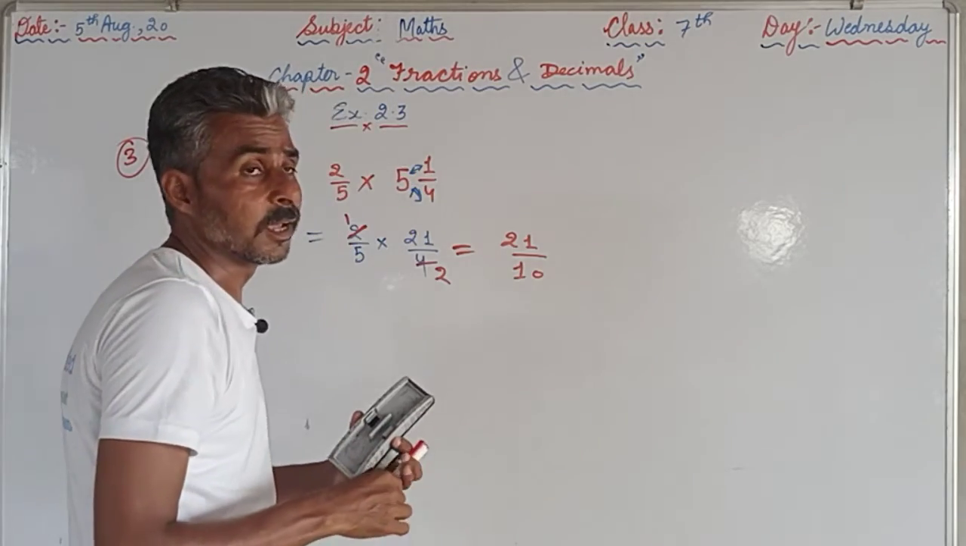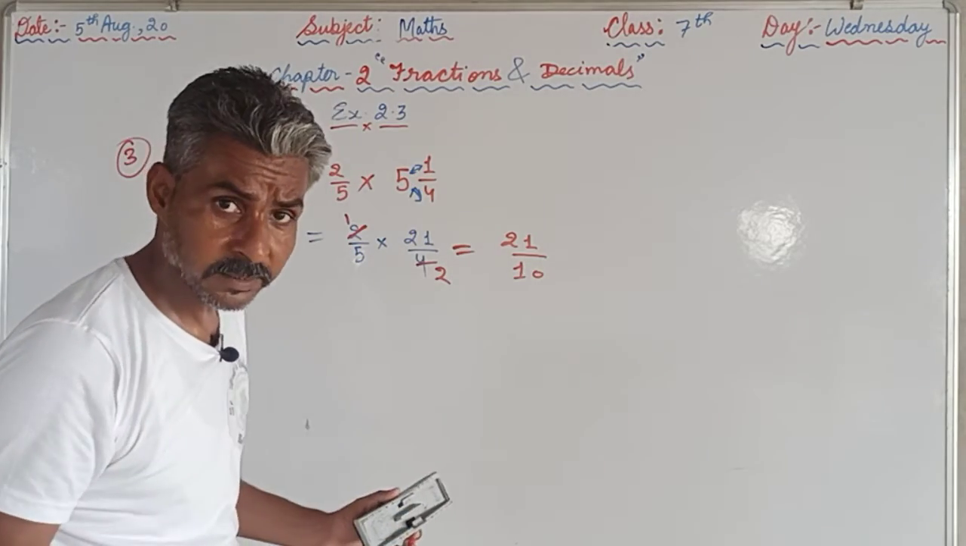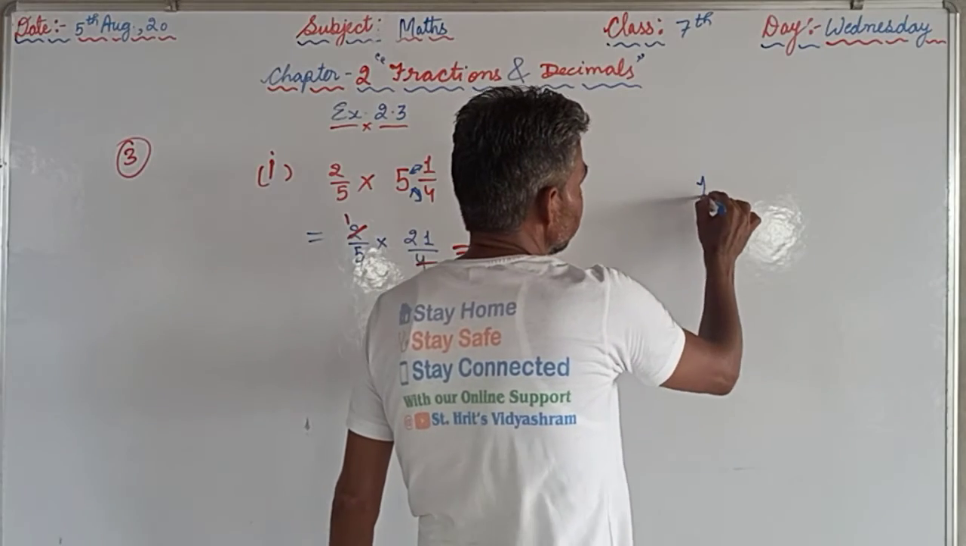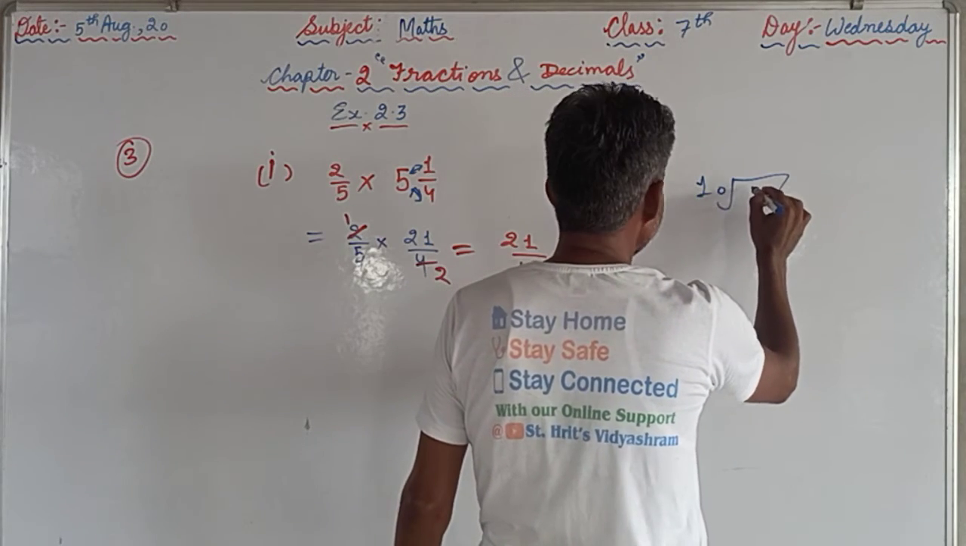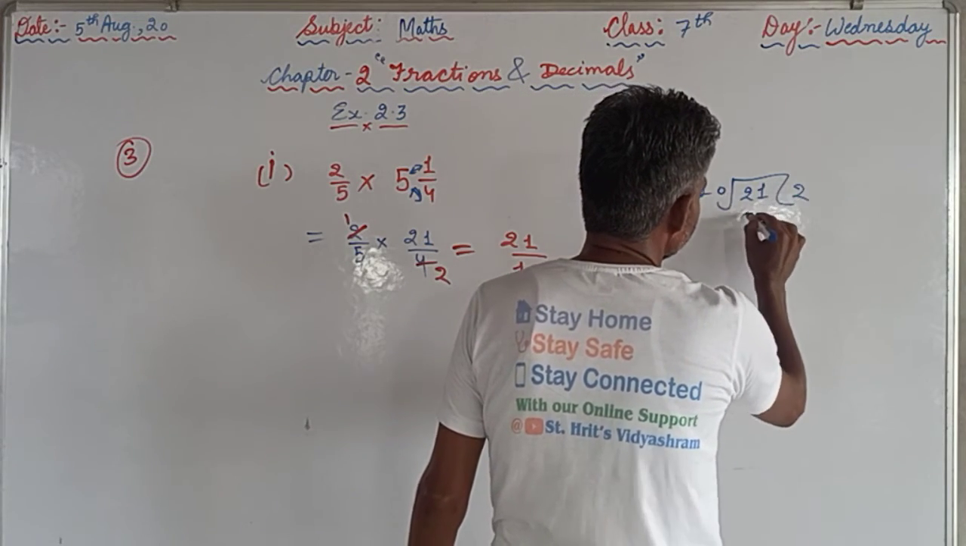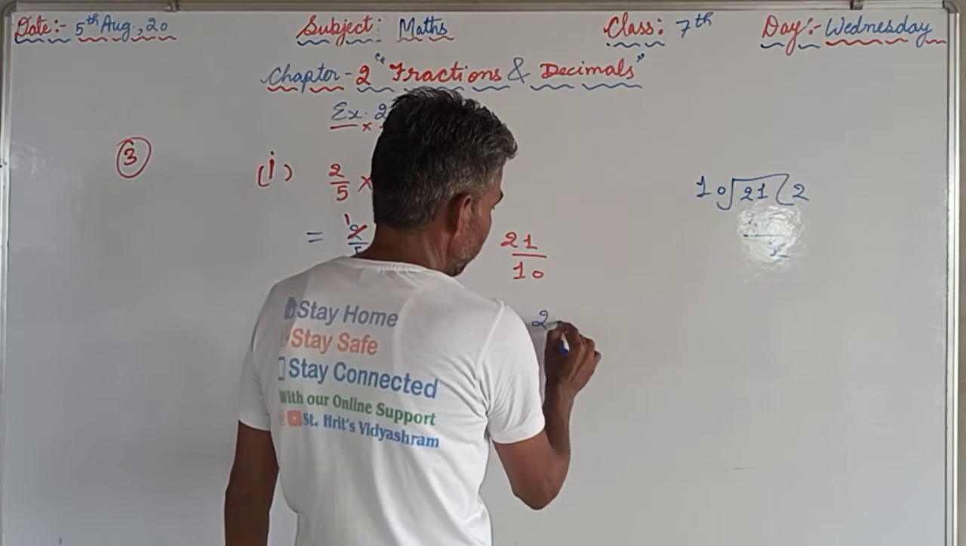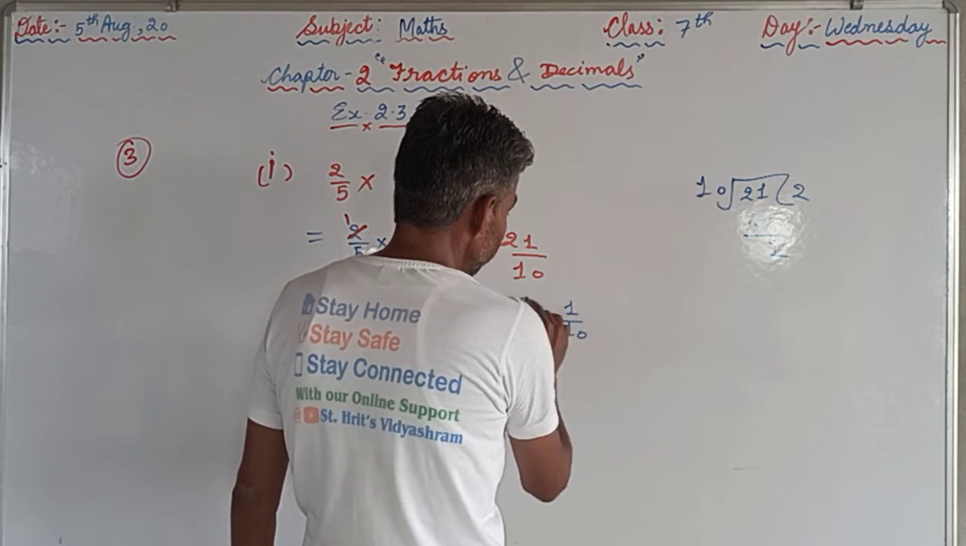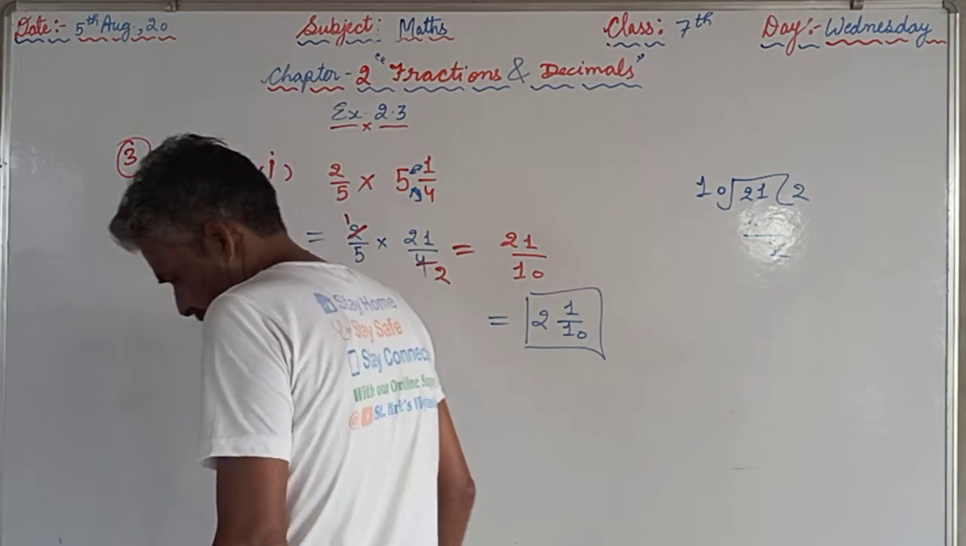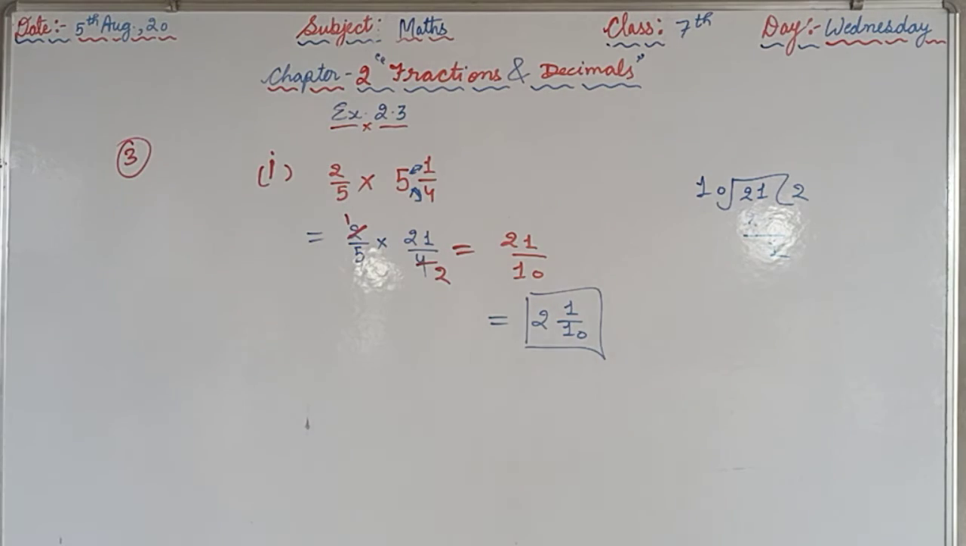Now this is in the improper form because the numerator is greater than the denominator. Then what we will do? We will reduce to the mixed fraction by dividing. 10 2 is 20 and then 1 is there. So the mixed form will be 2 and 1 by 10, and this will be our answer.